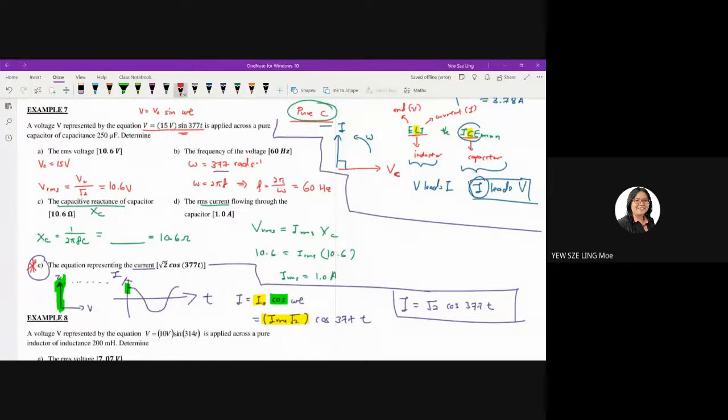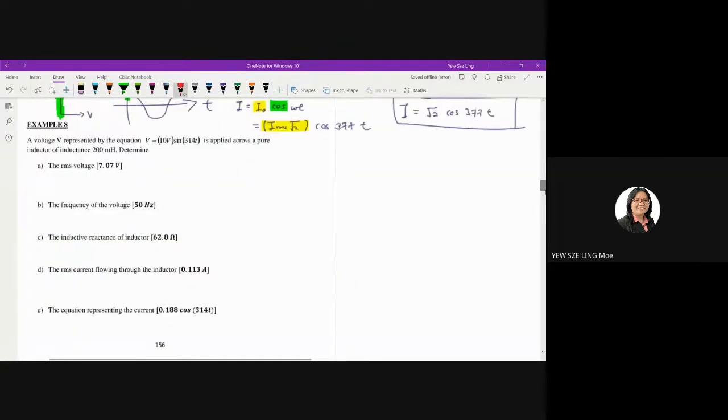All right, now let's look at example A. Example A is very similar to example 7, but now you have a pure inductor circuit. Okay, so now let's look at the questions. A voltage V represented by the equation. So again, you are given an equation.